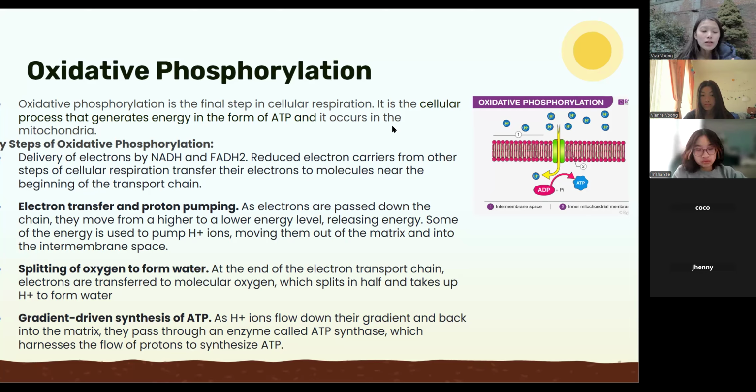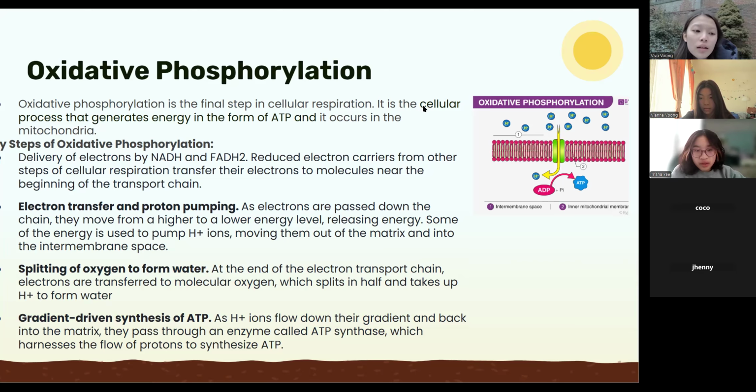And so this is generated by moving the protons out of the matrix and into the intermembrane space. And so all the positive hydrogen ions will be concentrated outside. And as they come back into the mitochondria through the ATP synthase, they generate energy that allows for ADP to be turned into ATP as shown in the diagram.